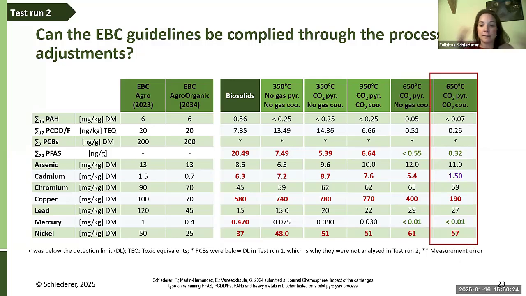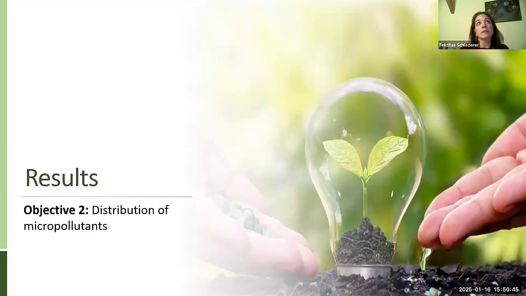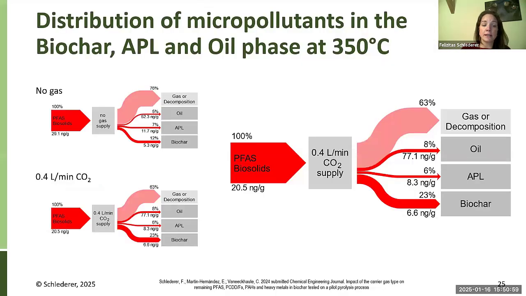Okay, now biochar is somehow clear. What's actually happening with the micropollutants? So we were focusing on the biochar, but we are also generating a liquid fraction and a gas fraction. So I wanted to analyze the distribution of micropollutants. And before I show the results, I was unfortunately not able to analyze the gas fraction, because the analysis is really, really complicated and really, really expensive. So I can only show you results about the distribution in the biochar, APL, and the oil fraction, and can give you an assumption that a percentage is going maybe into the gas fraction or decomposed, we don't know.